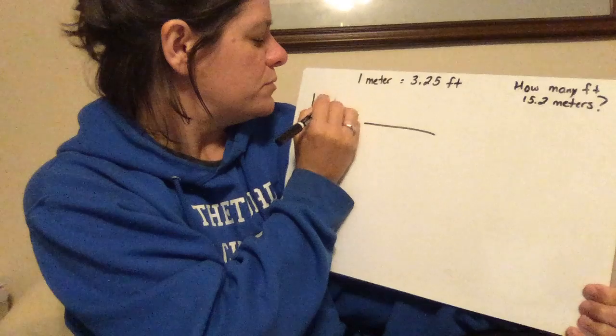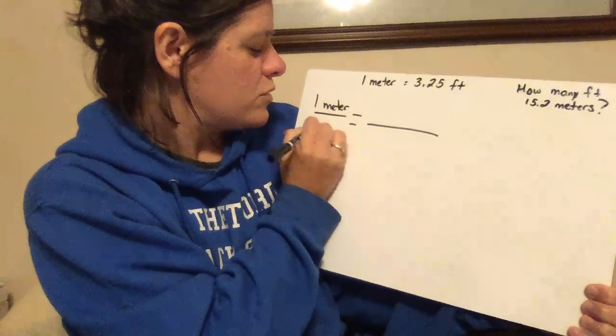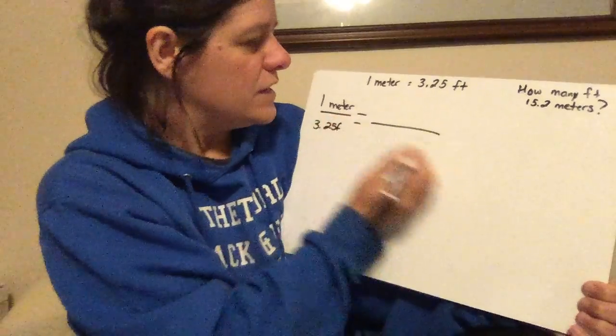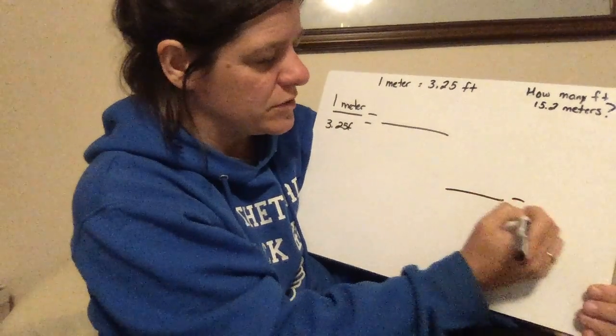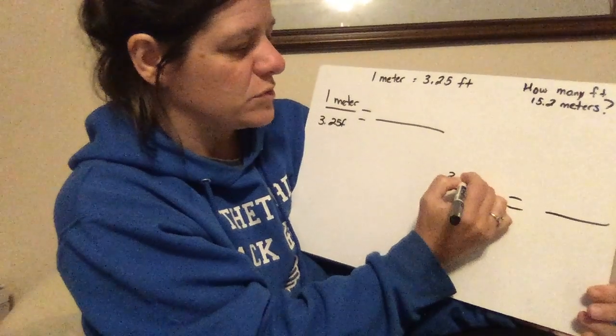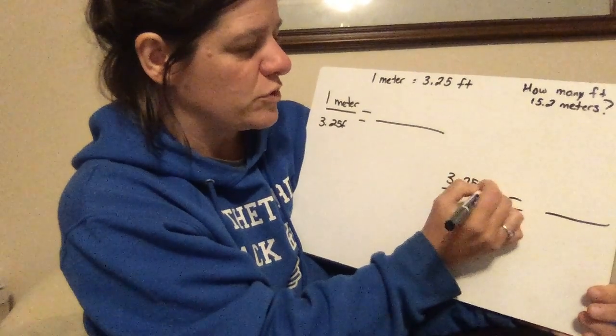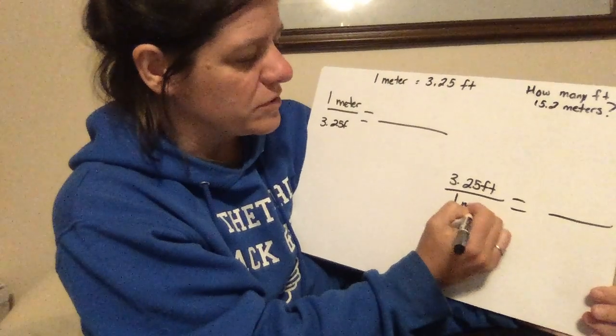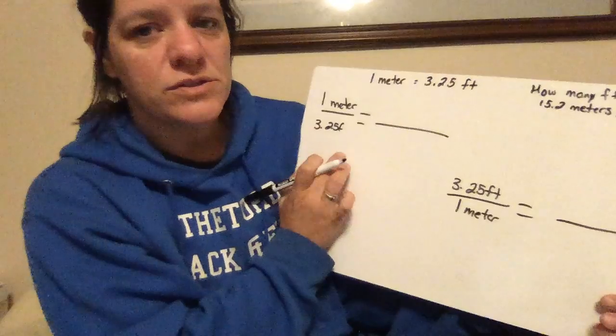I'm going to do 1 meter over 3.25 feet. And then over here, I'm going to flip it over. So I'm going to do the reciprocal of that. So I'm going to do 3.25 feet over 1 meter. Okay. So let's go back to this one.